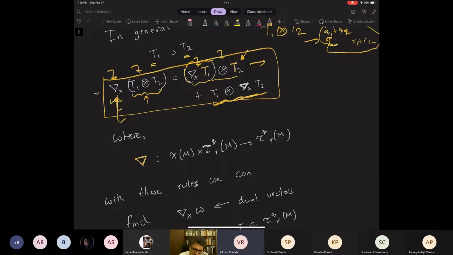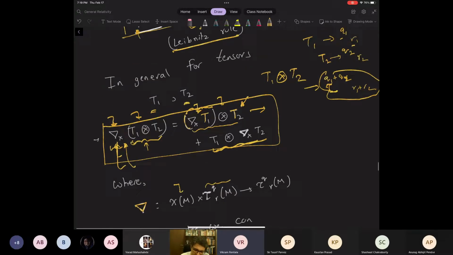So what does delta do? This affine connection takes smooth vector fields, that is X, the direction along which we're taking a derivative. And it takes tensors of type QR. In this case, of course, we're looking at the tensor product, which is of type Q1 plus Q2, R1 plus R2. But in general, you're acting on a tensor; you don't have to think of it as a tensor product. It acts on tensors of type QR, and it maps you to other tensors of type QR. This tensor of type QR is in some sense defining the change along the direction X.